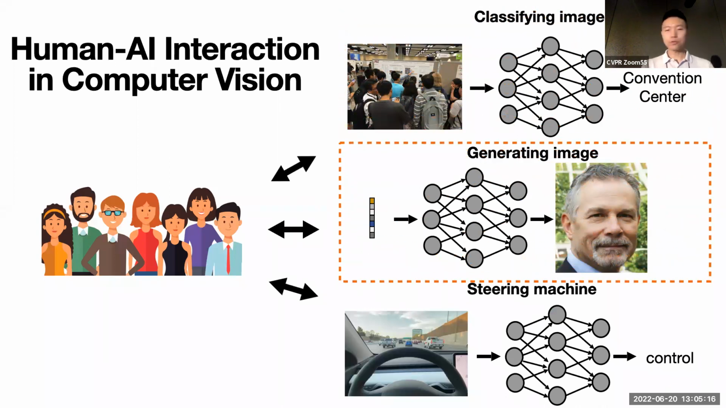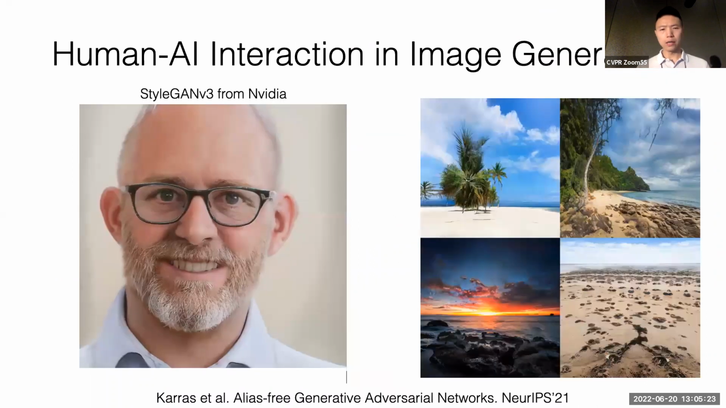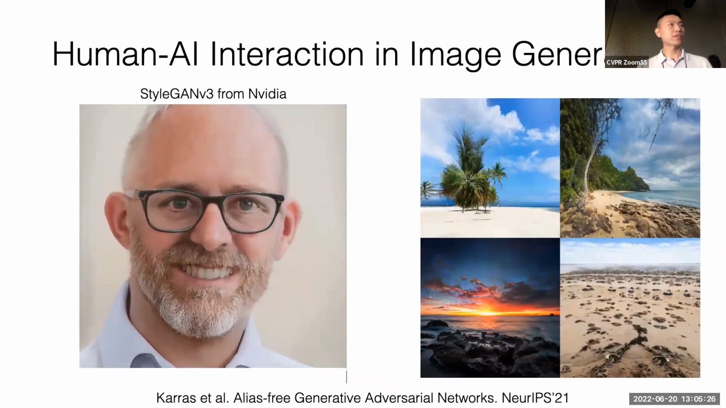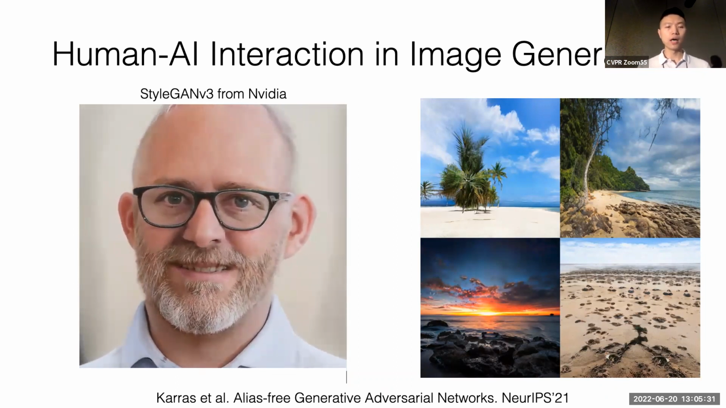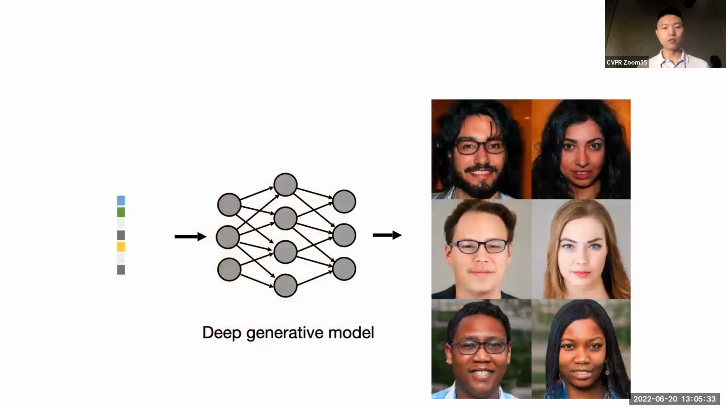Then we shift to the second part, which is image generation. How can we build relations with generative AI models? Generative AI is a hot topic, especially in the recent two years. We have StyleGAN that can generate realistic images. When we train StyleGAN on a large number of images, the model can take input vectors and generate a lot of realistic images. The image quality is very good.